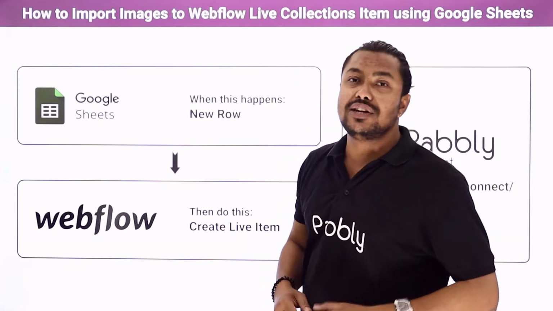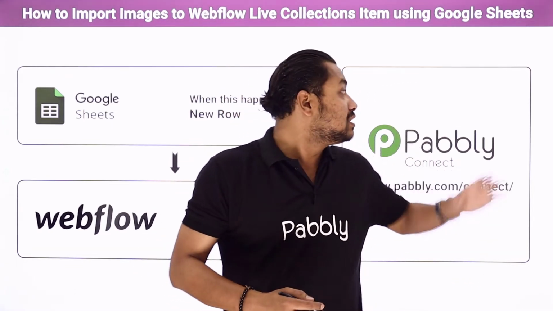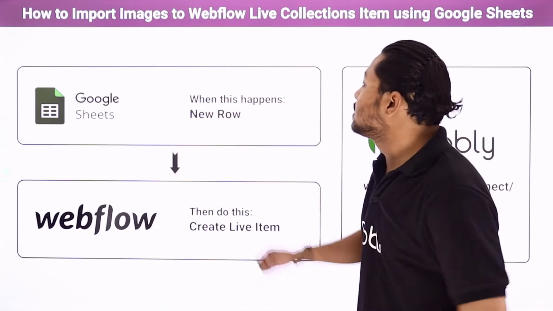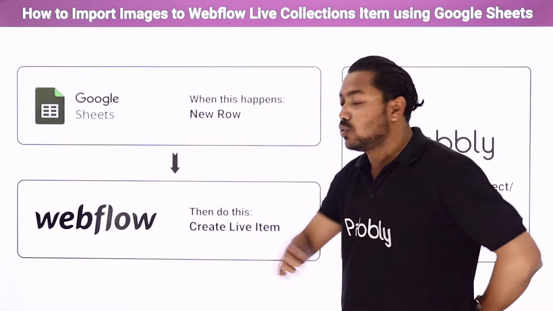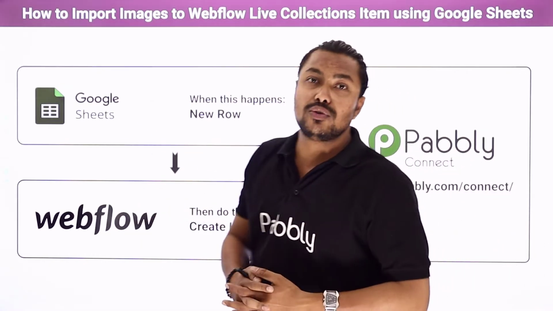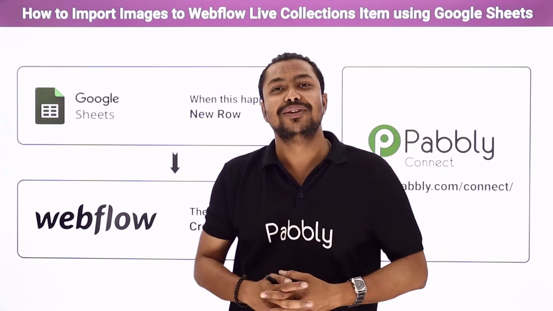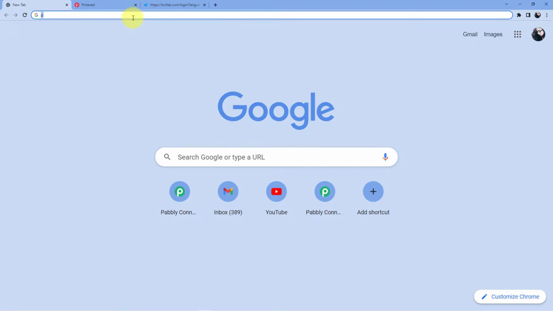Now to do this automation, we are going to use an integration and automation service, Pabbly Connect, which will help us connect Google Sheets and Webflow together. Now if you want to learn how to do this workflow, you have to come with me to the screen. And we are back at our screen.